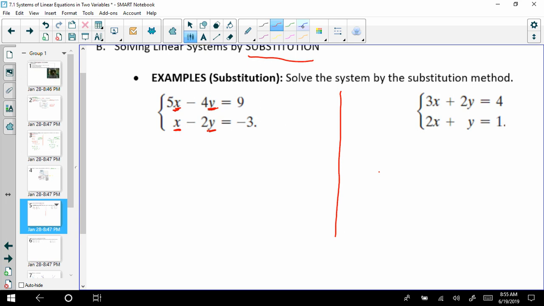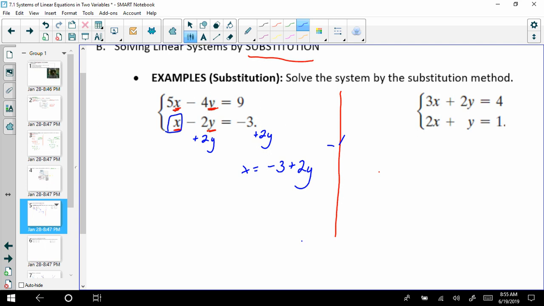So the one that draws my eye, I'm going to get this x alone, because all I have to do to get that alone is add 2y over. So I would now have x equals -3 plus 2y. And it's alone.